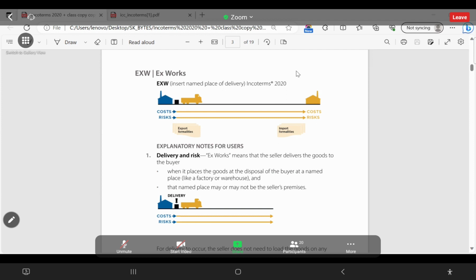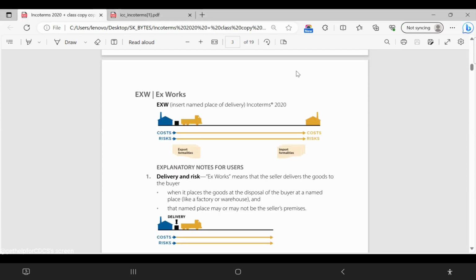Now, Ex Works. The first point I said you should remember is to insert the named place of delivery. Then see, this is a consignment. This is a truck. If it is golden color, it means it is the obligation of the importer. And the documentation in golden color means it is an obligation of the buyer or importer.